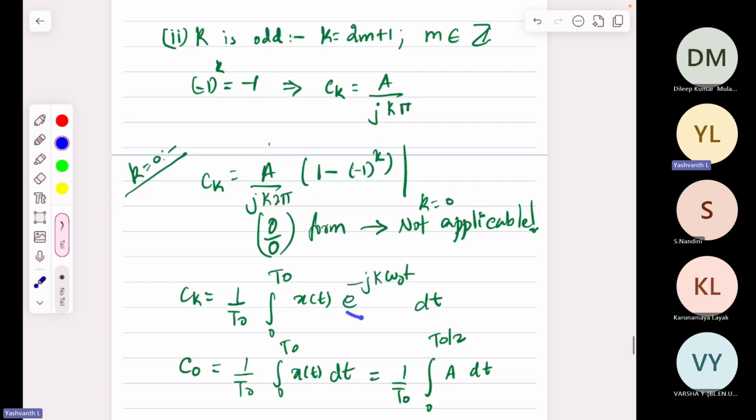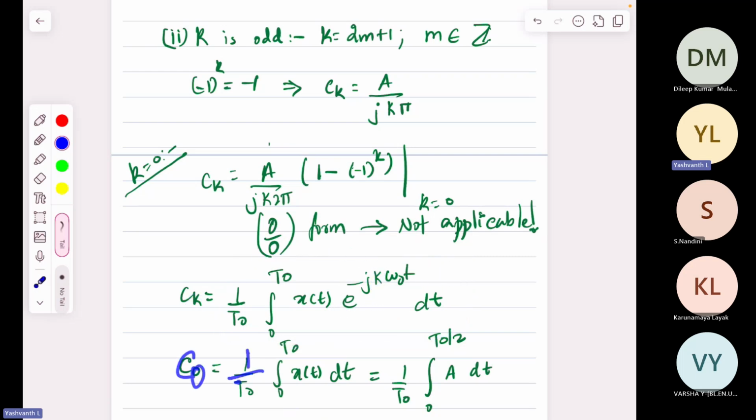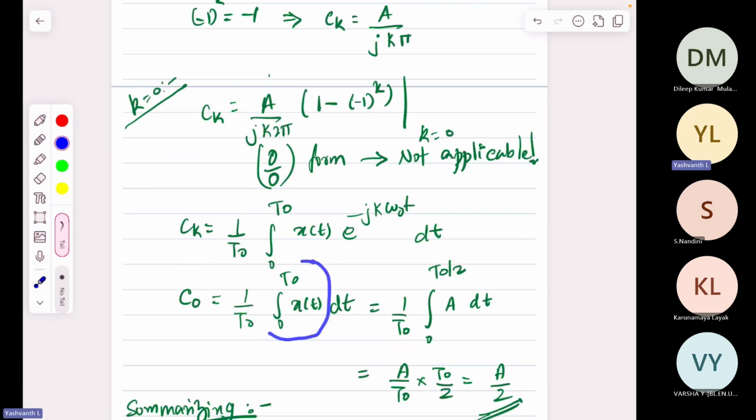Then what happens? So c0 only depends on k in the right-hand side through e power minus jk omega naught t. Put k equal to 0, then it becomes e power 0, which is equal to 1. Therefore, c0 is equal to 1 by T naught integral 0 to T naught x of t dt. Again, you're basically only computing the area under x of t and dividing by the time period.